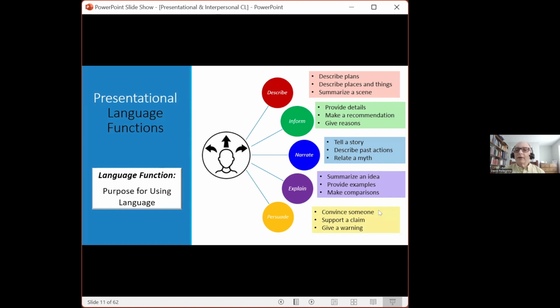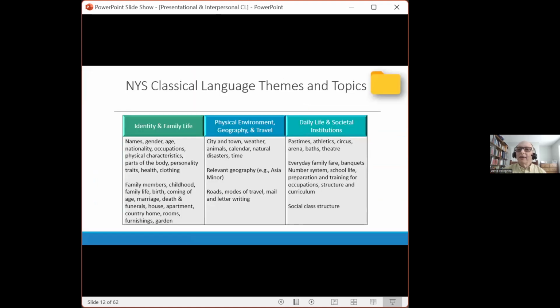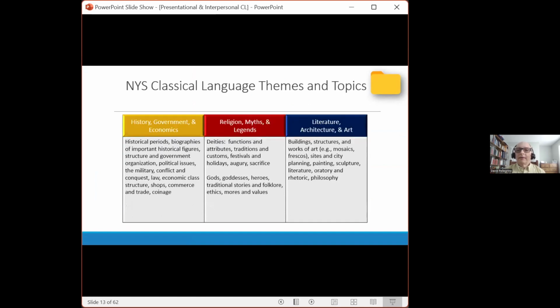The examples given here for each of the functions are not exhaustive, but just meant to give you some ideas. Of course, we're going to anchor our presentation activities with the New York State Classical Language themes and topics. And here are 3 of those themes: identity and family life, physical environment, geography and travel, and daily life and societal institutions. And here are the other 3: history, government and politics, religion, myths and legends, and literature, language, and art. And these, of course, are in your Google folder.